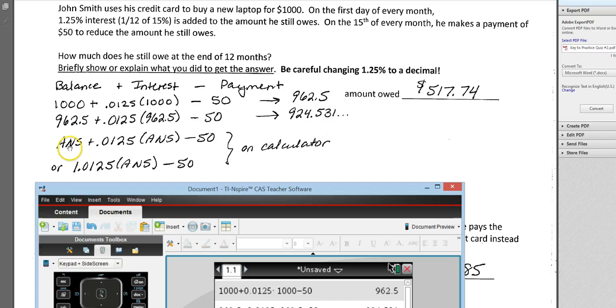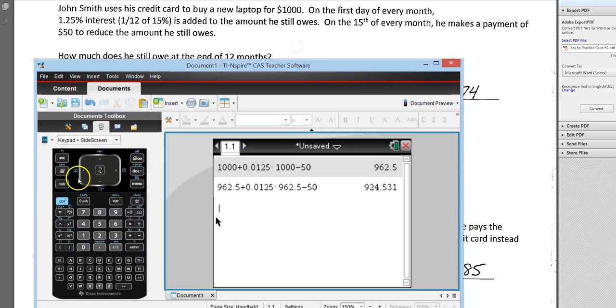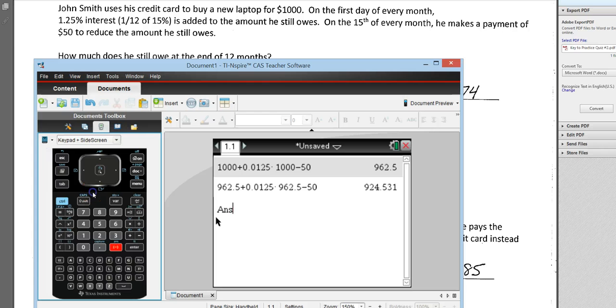Some of you may say, oh, I could combine these two together and say I have the answer plus 0.0125 times the answer altogether, 1.0125 times the answer, and then minus 50. Either one of these is fine. So I'll just show the first one. I would do control answer plus 0.0125 times the answer, which is control negative sign here, minus 50.